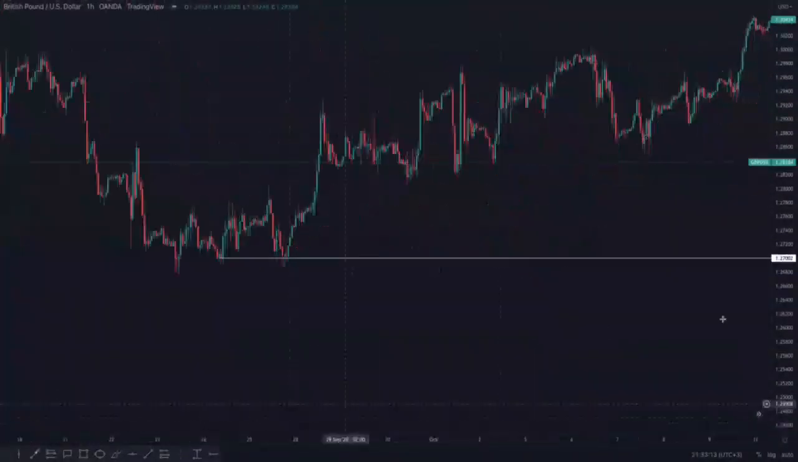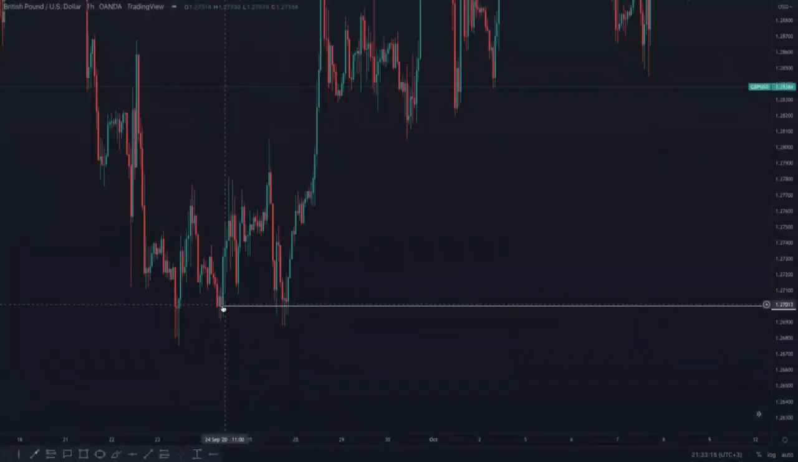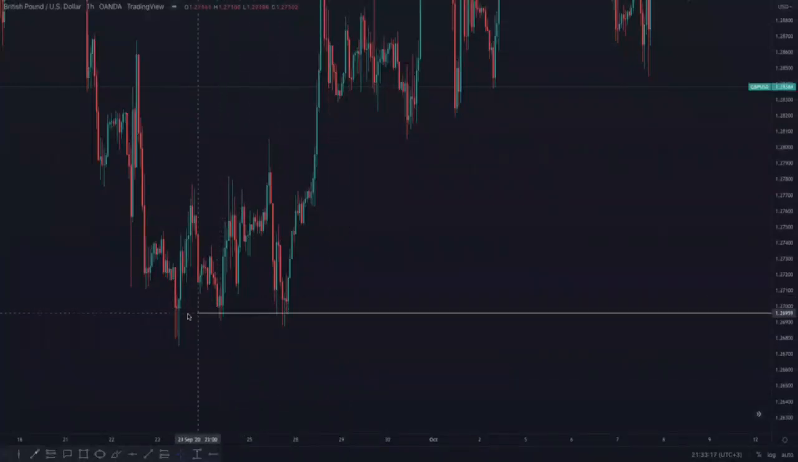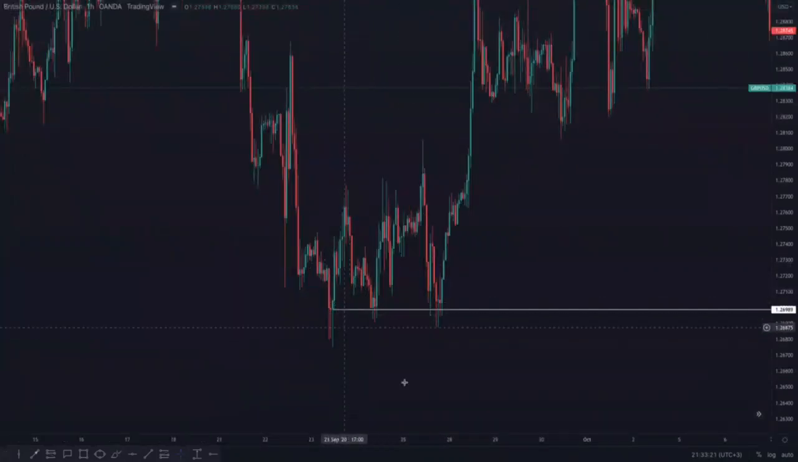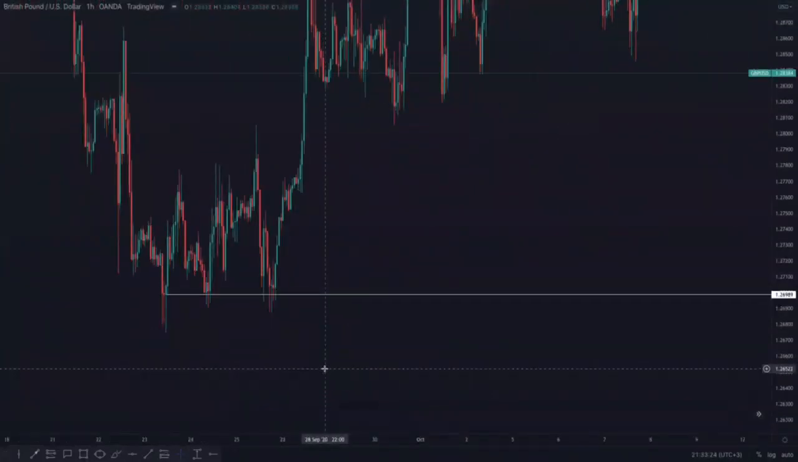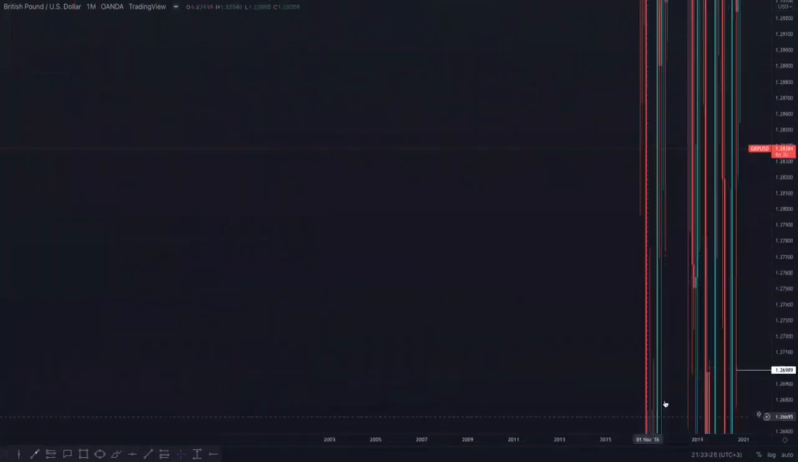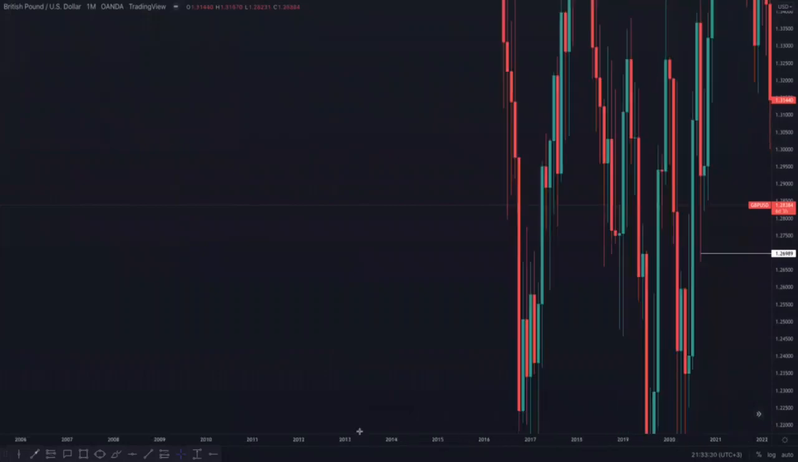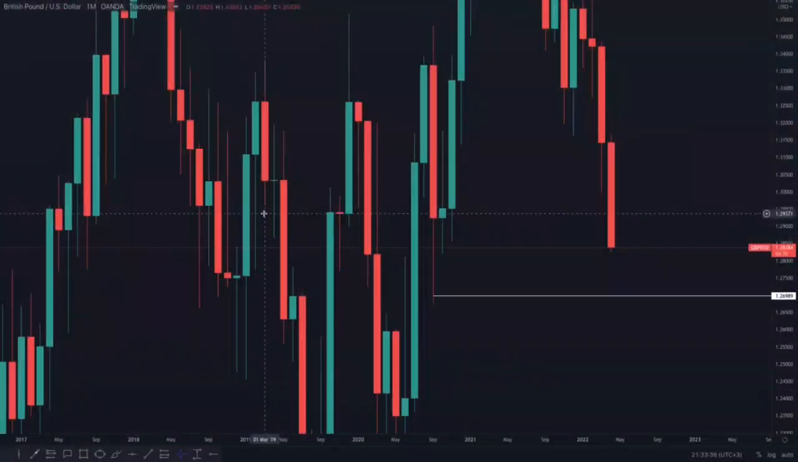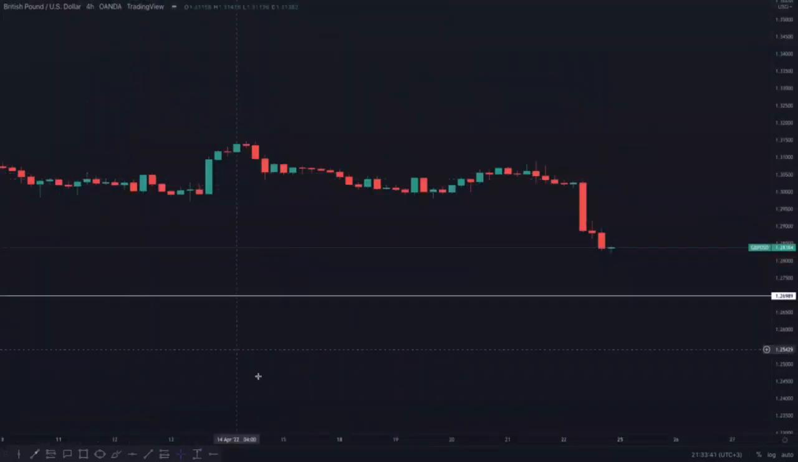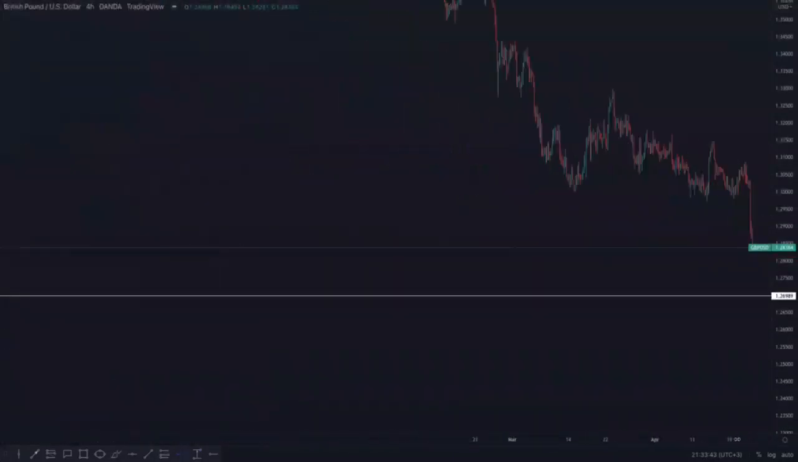So our entry will be right here, this lowest candle body right here. This will be our sniper entry for this monthly structure. So this will be our sniper entry. Yeah, so we'll be expecting price to come to respect this structure right here.